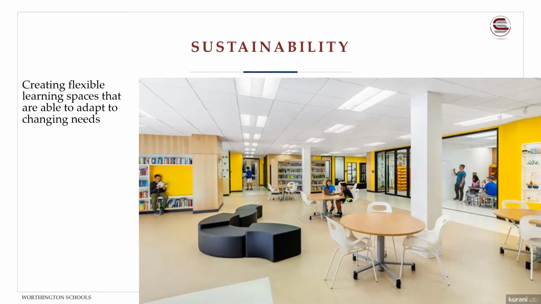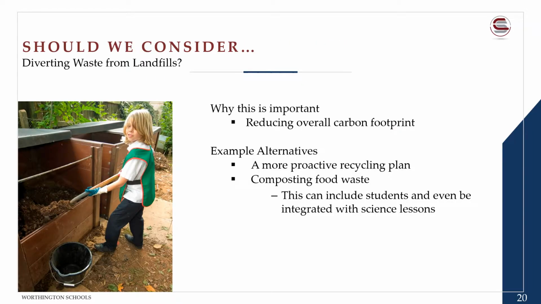Another sustainable method is to build spaces that can be used for multiple uses instead of just one use. Other considerations we should look at is just to basically reduce our overall carbon footprint. Using a more proactive recycling plan in schools, composting food waste, or other ways that we can save upon the resources that we're using.